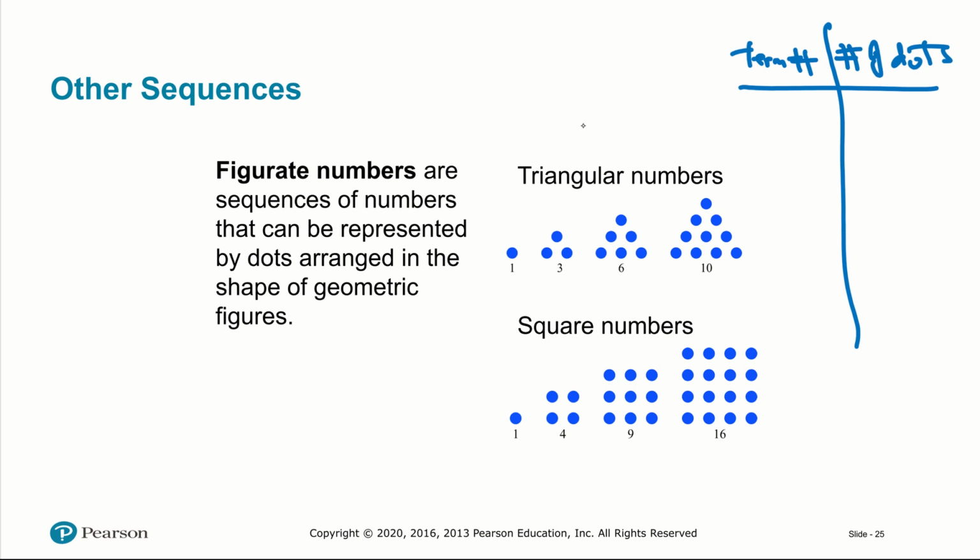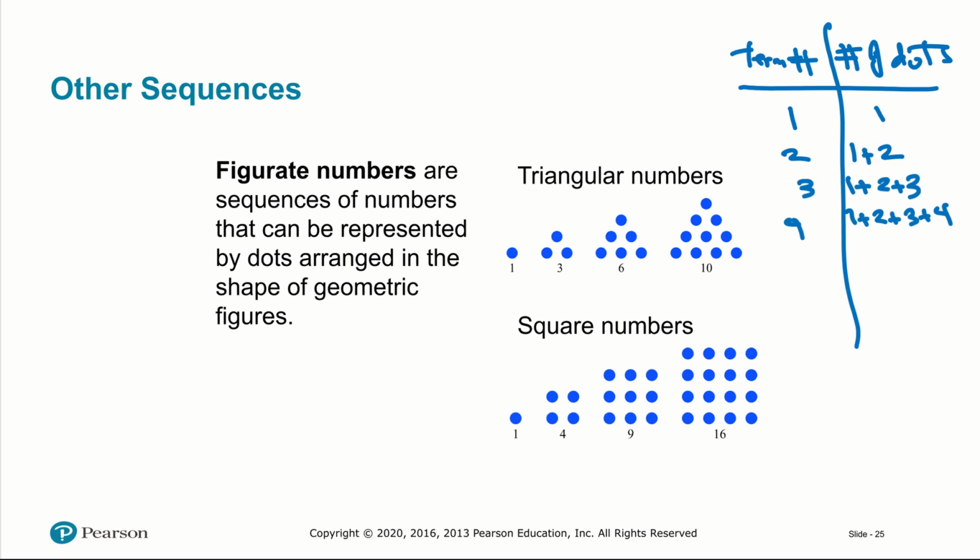Now, for the first one, we know that it's just one dot. For the second one, notice that it's 1 plus 2 dots. Oh, I meant second term. For the third term, which is this figure, we notice it's 1 plus 2 plus 3. For the fourth term, 1 plus 2 plus 3 plus 4. This should look very familiar to you at this point.